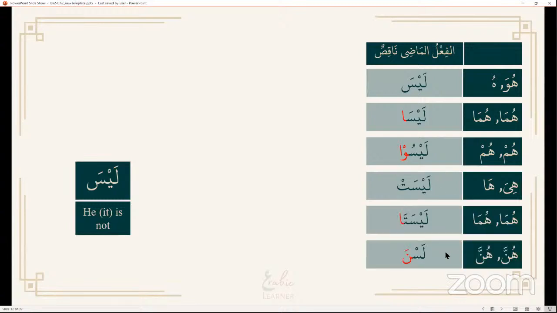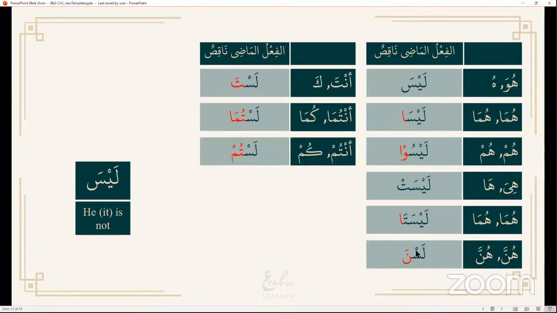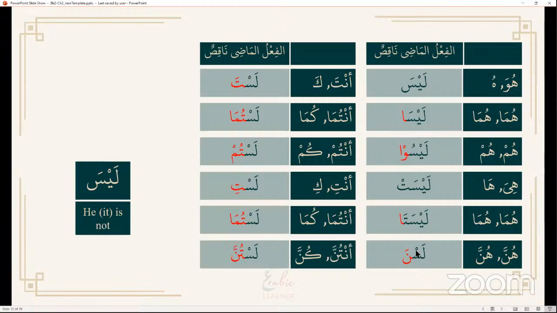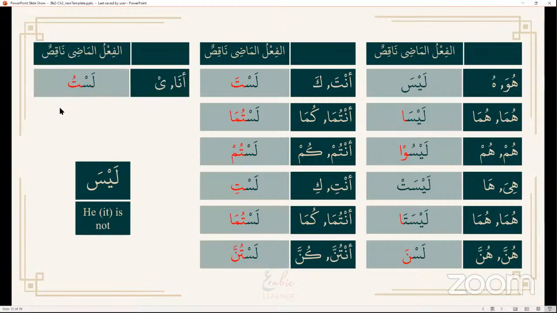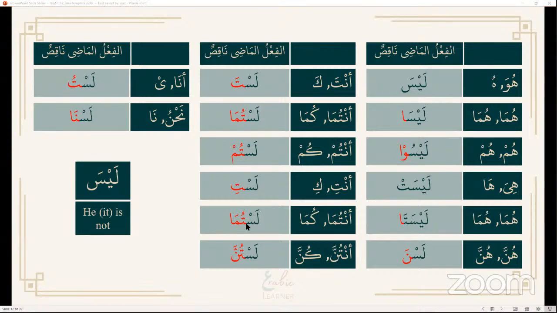So Laysa, Laysa, Laysu, Laysat, Laysata, then Lasna. From here, things change. Lasna, Lasta, Lastuma, Lastum, Lasti, Lastuma, Lastunna, Lastu, Lasna. Since Laysa doesn't have its own present tense, there is no mudari for this. There is only fi'l al-madi conjugation for Laysa. Clear?